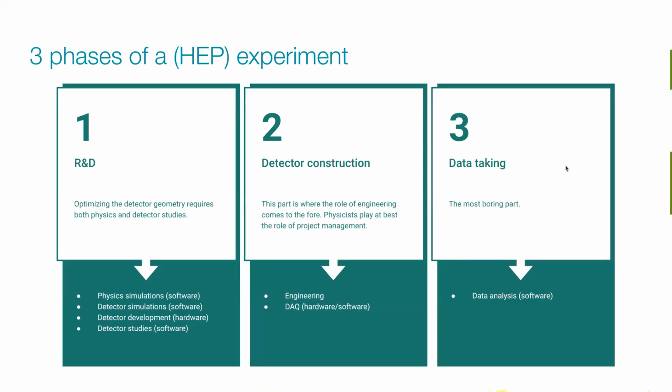All right, so before I get into the rest of the part, I just want to give you a glimpse of the 3 phases of a high energy physics experiment. The first phase is the R&D phase, where typically you optimize the detector geometry, which also requires both physics and detector studies. In this phase, people do a lot of physics simulations, which requires a lot of software development. It also involves detector simulations, how the detector works, how the detector responds. This also requires a lot of software work.